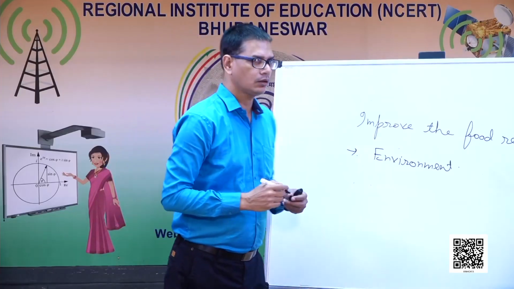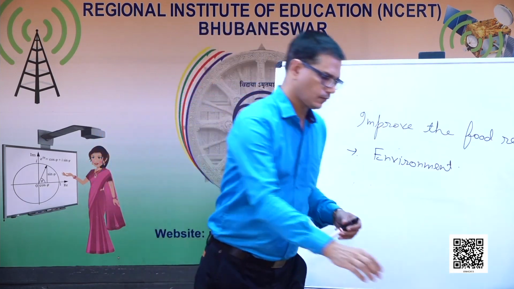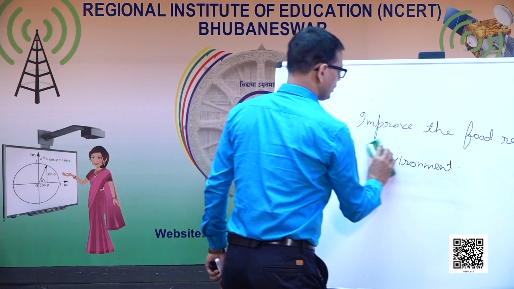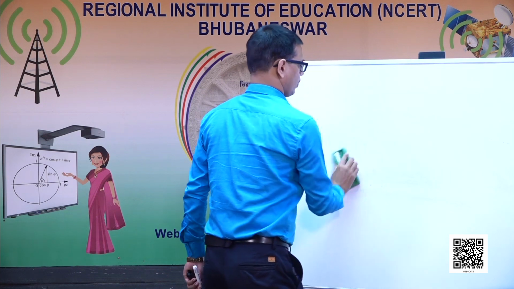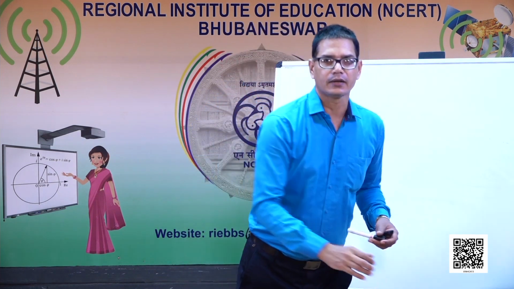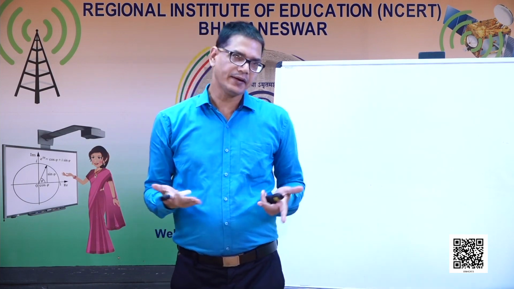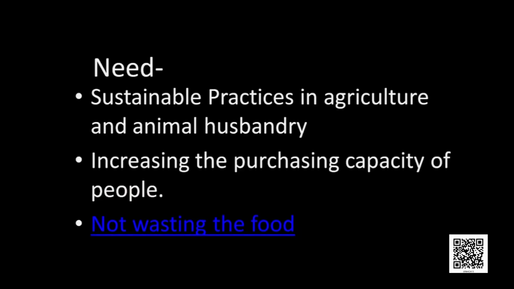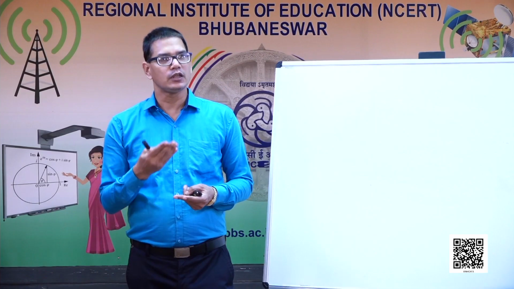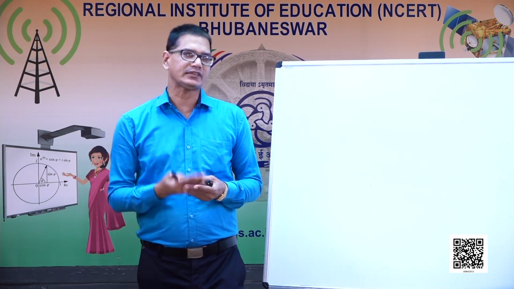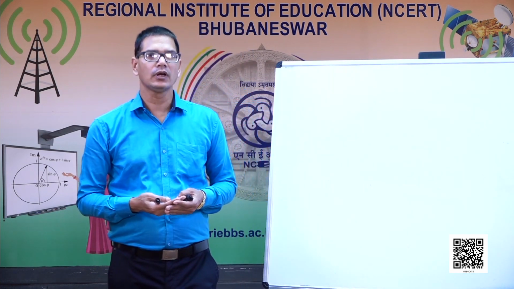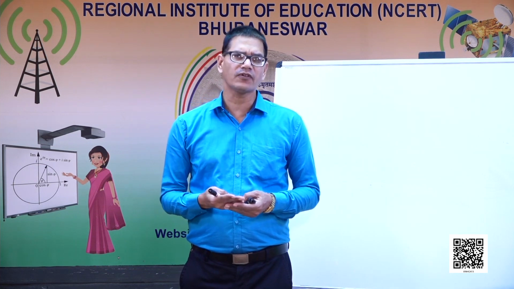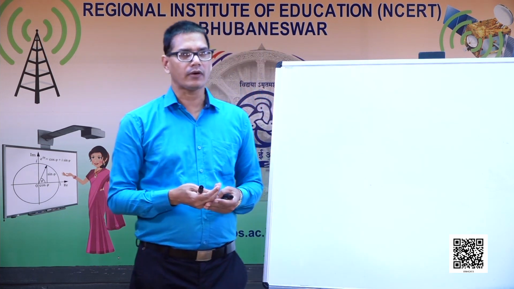We cannot ignore it, because as you know, if we ignore it, we suffer a lot. Again, next, we increase production of crop, we increase animal products, but if the people do not have the purchasing capacity, they cannot purchase it. So next, what we have to do? Increasing the purchasing capacity of people. So how can you do that?